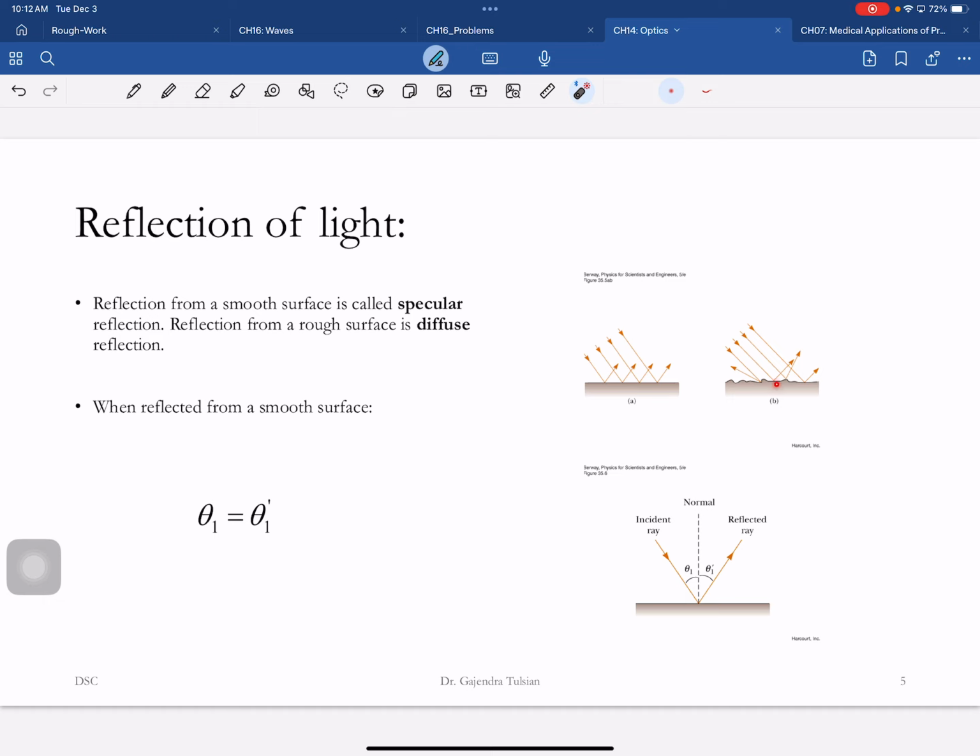Now, if the surface is rough, then light gets scattered. So what does this mean? For instance, if you have still water, a smooth lake, you can see a reflection. And if on the same lake you have rain falling, you have diffuse reflection. Now you won't be able to see your image anymore.